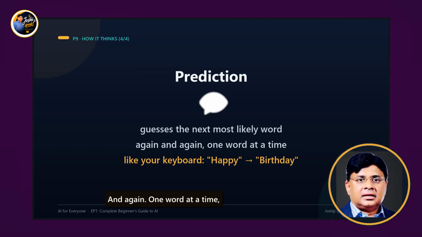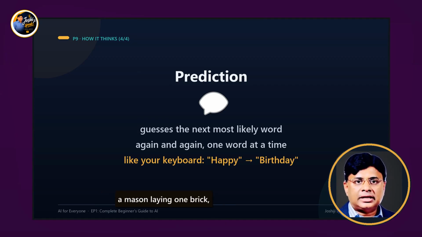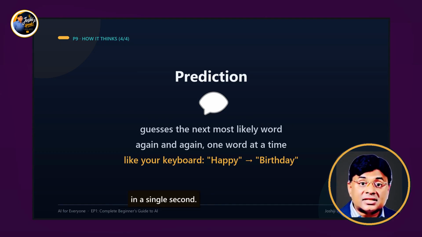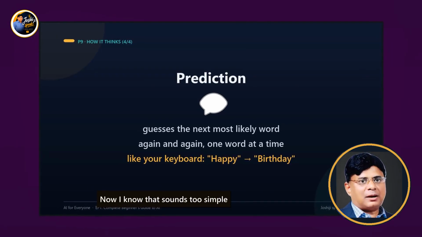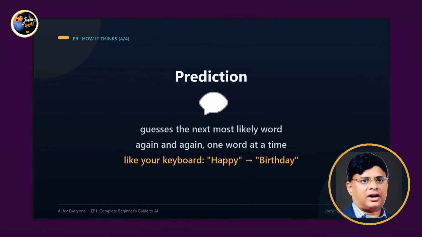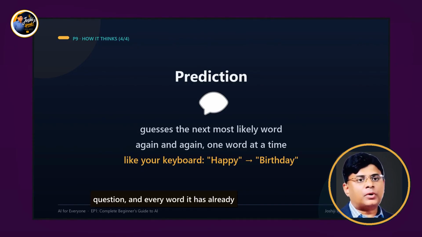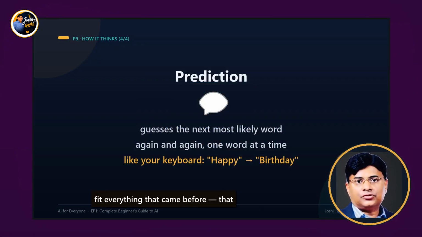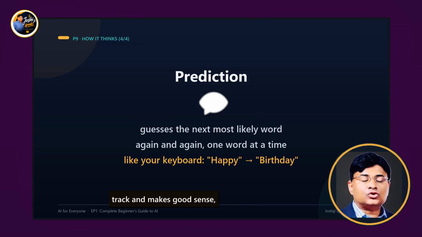And again. One word at a time, it builds the entire answer, like a mason laying one brick, then the next, except this mason lays thousands of bricks in a single second. Now I know that sounds too simple to be true. How can guessing one word at a time write a whole sensible paragraph? Here is the clever part: while it guesses, it keeps your entire question, and every word it has already written, in view. So each new word is chosen to fit everything that came before. That is exactly why the answer stays on track and makes good sense, instead of wandering.